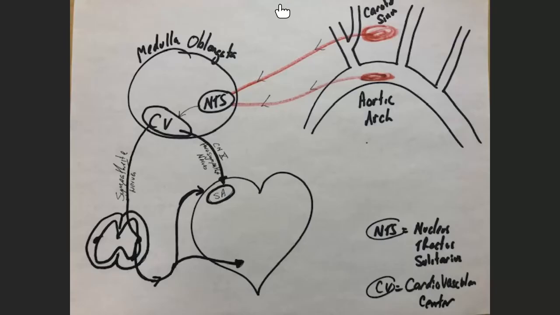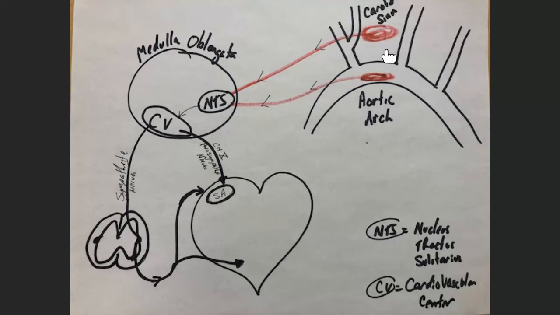Remember, it's always important when we talk about any regulation of a homeostatic variable that we have to look at the receptor level first. Receptors detect the change, control centers interpret the change, and then, if needed, recruit effector organs to counter the initial change.